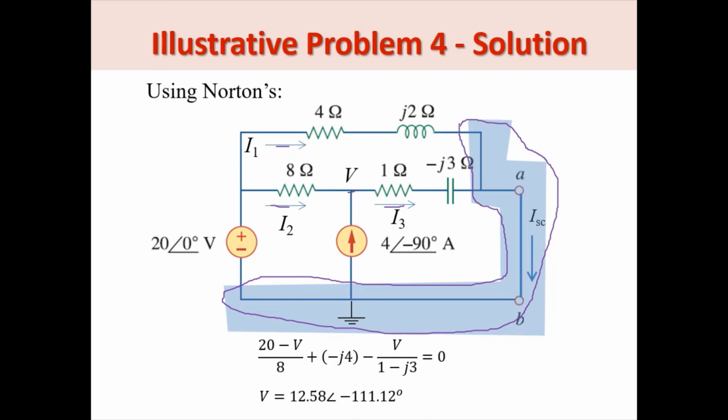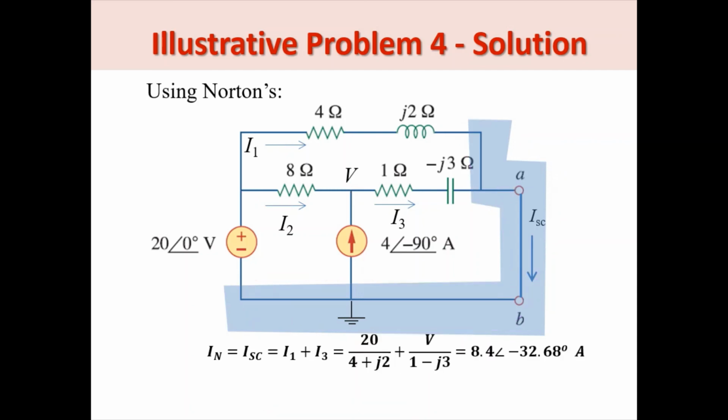at node V. So current entering I sub 2 equals 20 minus V divided by 8, plus this current, which is also equal to minus J4. So 4 angle negative 90 is minus J4, minus I sub 3, which is leaving. So that should also be V, so this is V minus 0 here. So this part here is a 0. So that is simply V divided by 1 minus J3 equals 0. In solving for V, we get this voltage.